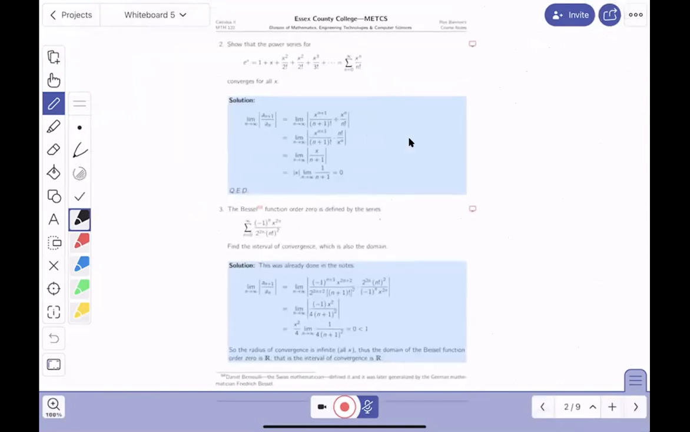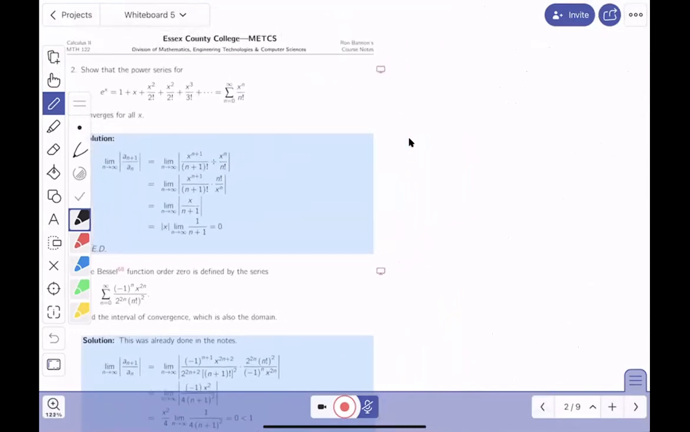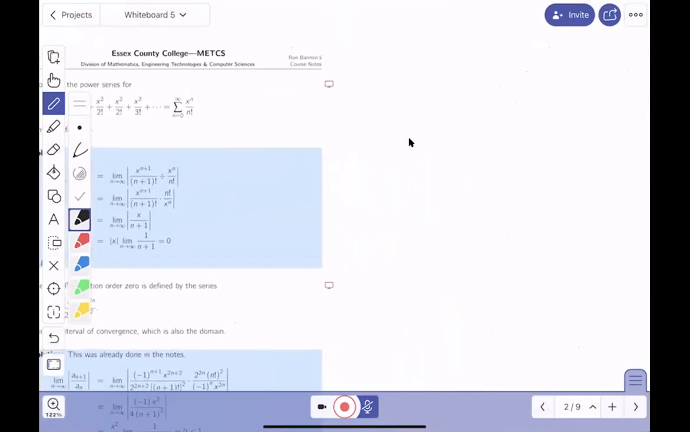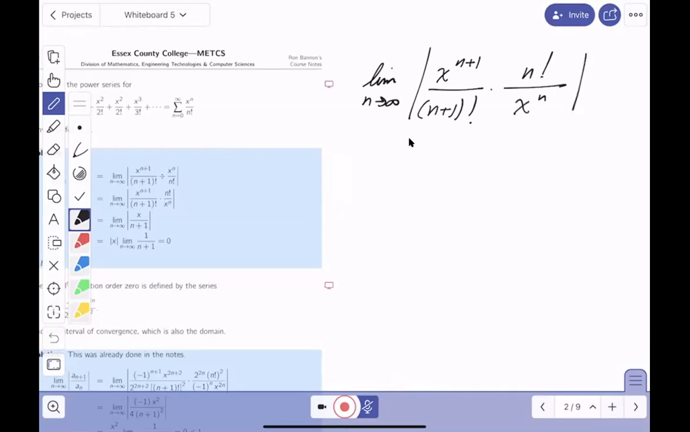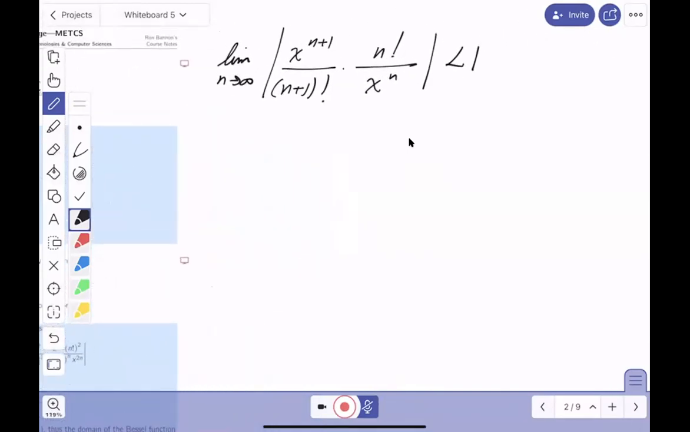And the next question is, show the power series converges for all x. Well, basically, I'm going to use the ratio test again. So it's the limit as n goes to infinity of the absolute value of x^(n+1) over (n+1) factorial. And I'm dividing by a_n, which is a reciprocal multiplication, which is going to be n factorial over x^n. I want to make sure this is less than 1. Let's keep going. If I simplify that, I would get x, this is the absolute value, by the way.